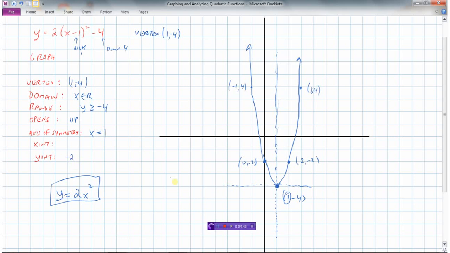But these x-intercepts are a little bit trickier to solve. So we'll just have to estimate them from our graph here. And again, it looks like it's at about 2.5 for this one and about minus 0.5 for the other one.